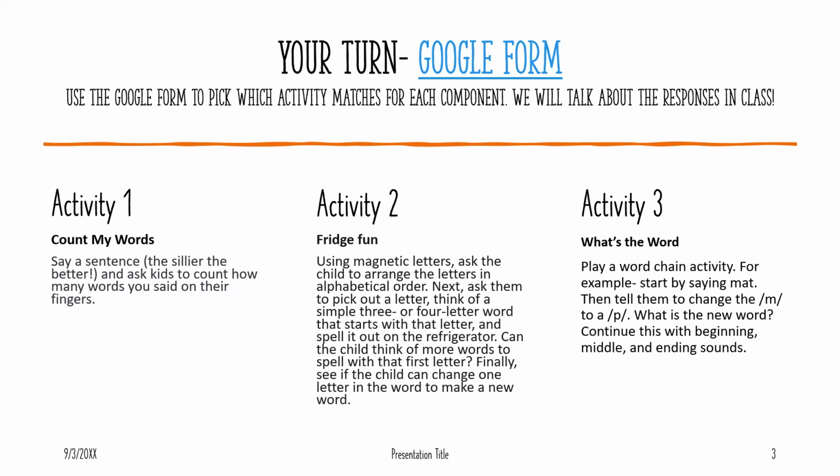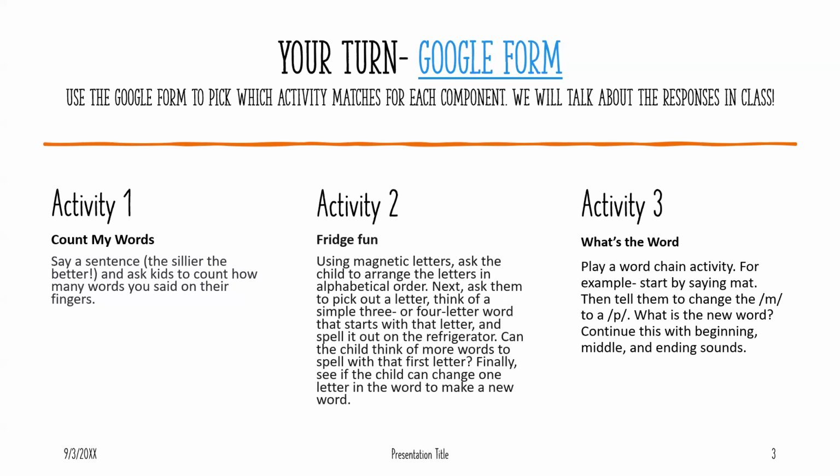Activity two, fridge fun. So magnetic letters, they get a lot of use. So you're going to ask the child to arrange the letters in alphabetical order. And then you can ask them to pick out a letter. Think of a simple 3 or 4 letter word that they would know that starts with the letter that you're giving and spell it out on a refrigerator. You can also use those cooking sheets. Those are magnetic. It depends. I know some of our centers and schools have refrigerators, so they can use that in the common area. But if not, anything magnetic will work. So can the child think of more words to spell with that first letter? And then you can see if they can change one of the letters in the word to make a new word.